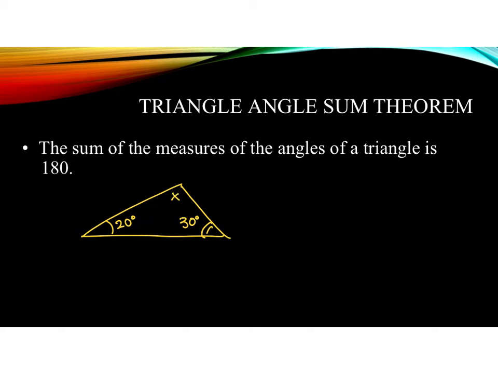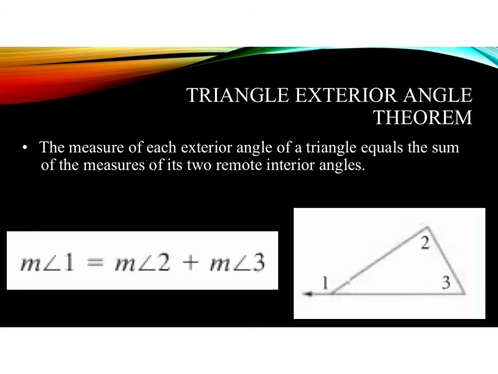Angle X is going to be found by taking 180, because I know that's the sum of all three angles in a triangle, and I'm going to subtract 20, then I would subtract 30, and this right here then would tell me that angle X is 130 degrees. So the inside angles of all three corners of a triangle will always add up to 180 degrees.